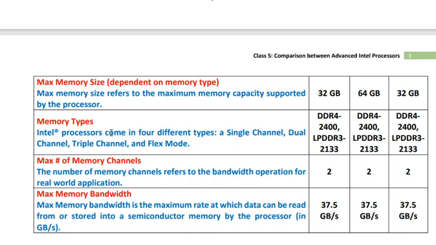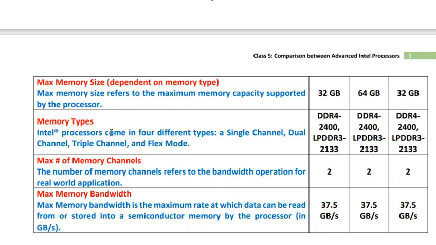Now memory type. We have DDR4 being used in all three types of processors, that is i3 8th generation, i5 8th generation, and i7 8th generation. Now maximum number of memory channels. We have two memory channels in i3, i5, and i7 8th generation respectively. Now maximum memory bandwidth is 37.5 gigabytes per second, and it's true for all three microprocessors, that is i3, i5, and i7 8th generation.